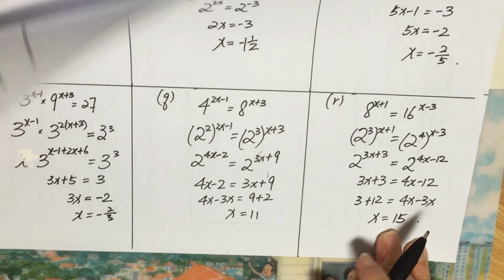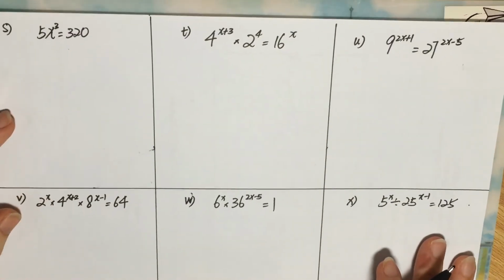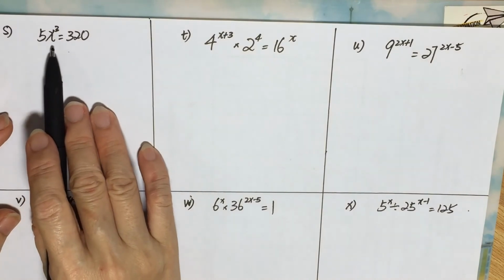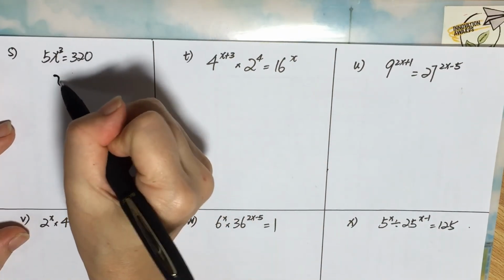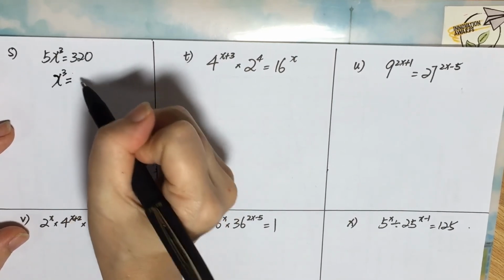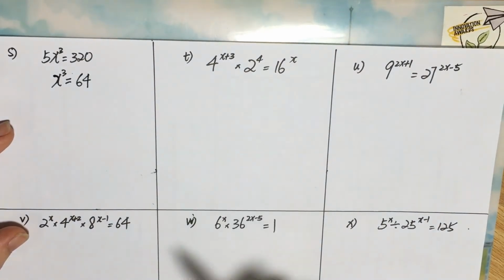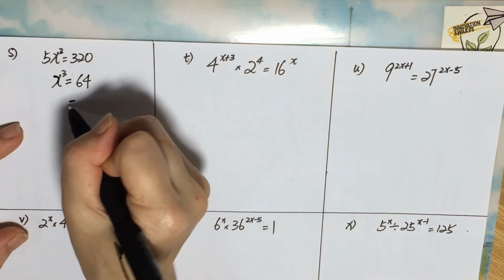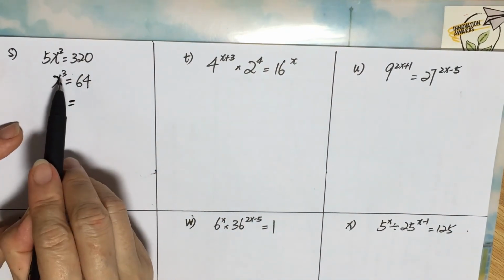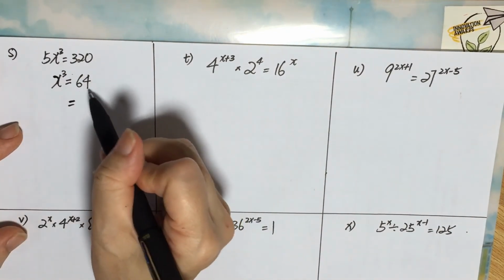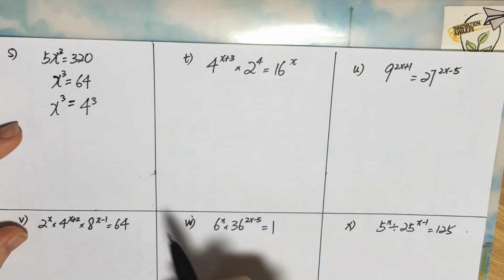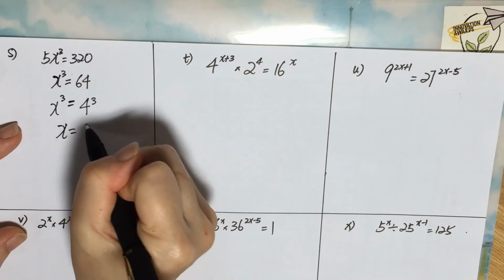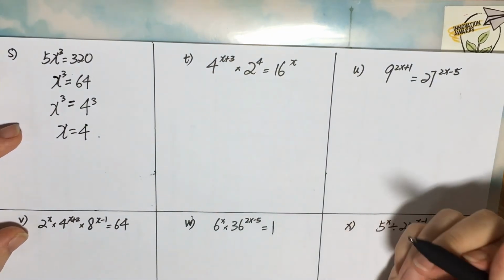X is 15. Okay, last 6 questions. Okay, this one here we want to find x, and then there's a 5 multiplied to it. So we get rid of the 5 by dividing both sides by 5. So you have x cubed equals 64. So now this is power of 3. So we are going to change 64 to 4 cubed. So x power 3 equals 4 cubed. So x is actually equal to 4.